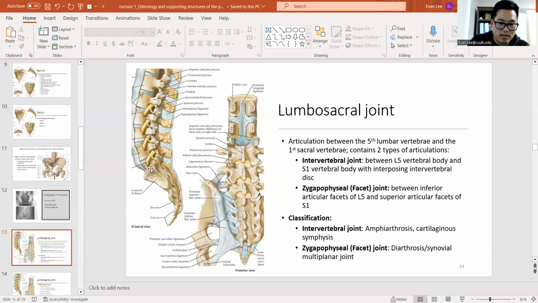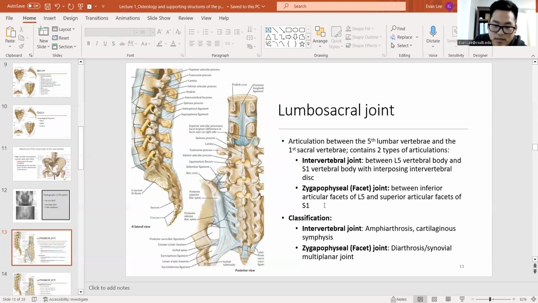And then you have one that's a little bit weird to say, which is, oh my gosh, zygapophyseal. So zygapophyseal, that's going to be where the articular facets articulate with the other articular facets. So it's weird, but the inferior articular facets of the L5 articulate with the superior articular facets of the sacrum. So those are going to be the, oh my gosh, zygapophyseal joint.